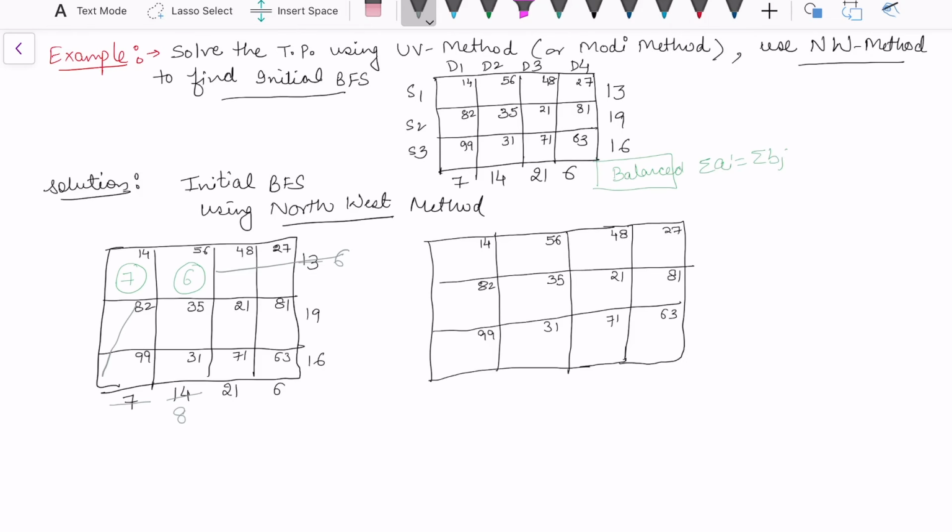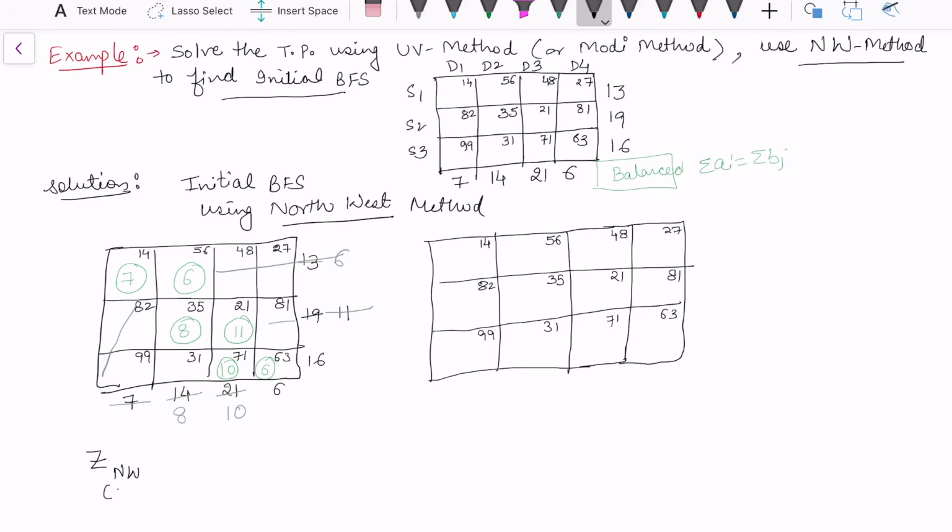And then we move down, and here I am contributing 8. And then we are left with the quantity 11. And then we'll move to the next cell. So this is minimum of 11. And this is exhausted, and here we are left with a quantity 10. And then the last row will let me know that 10 unit goes here, and we have an allocation of 6 unit. So we got the initial BFS here.